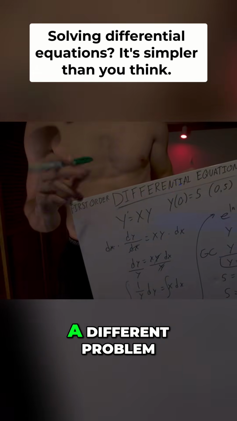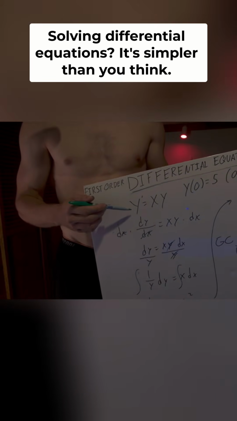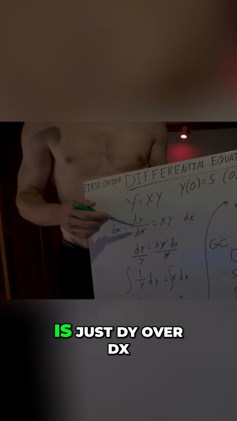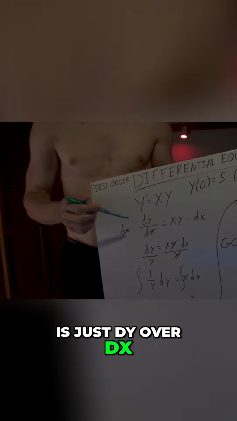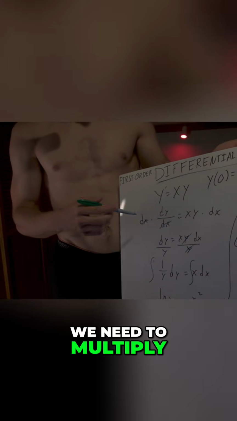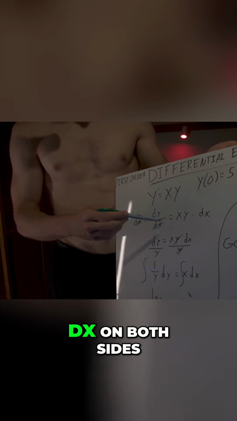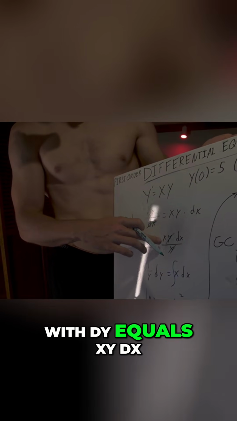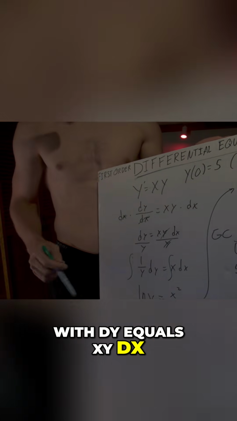Let's move on to a different problem. y prime equals x times y. Now, we know y prime is just dy over dx, and we need to multiply by dx on both sides to get dx on the right side. This will just cancel out and we'll be left with dy equals xy dx.